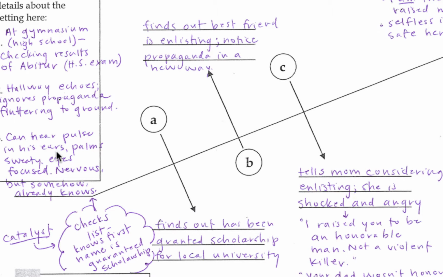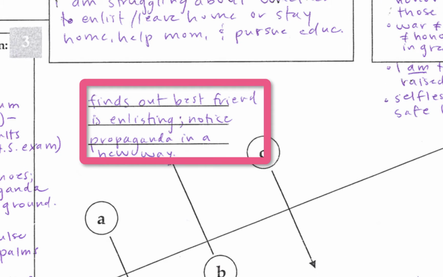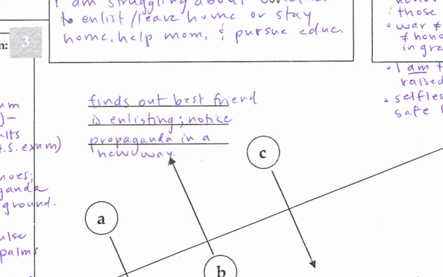But then I know I need some pressure that pulls me in another direction toward the war. So I think that I will run to tell my best friend the good news about the university acceptance. And when I go to tell my best friend my news, he's going to have news also. And he's going to tell me that he's enlisting in the war. And I think after I hear that news from him, I'm going to notice all the propaganda in the streets in a whole new way. That all of a sudden it's going to feel targeted at me in a way it wasn't before.